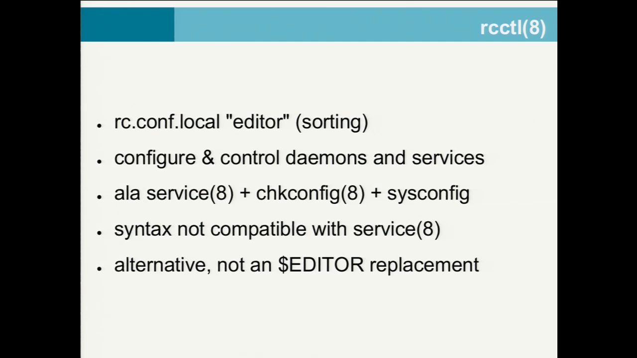So I came up with a tool called rcctl. At first, it was meant to be an rc.conf.local editor. So rcctl enable blah blah would actually modify rc.conf.local with the proper configuration. But it was so easy to actually make it like the service command on Linux and FreeBSD and NetBSD that we actually implemented that as well. So you can also handle your daemons using rcctl restart, whatever. So it's like a big mix of the service command, the check config, and the sysconfig editor that you have in Red Hat land before systemd.